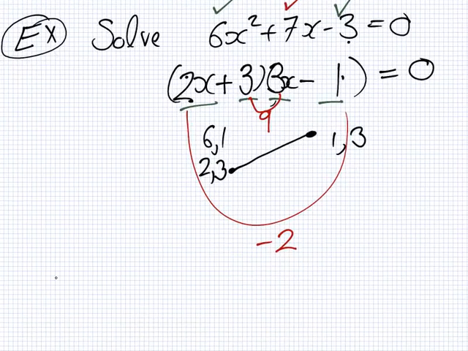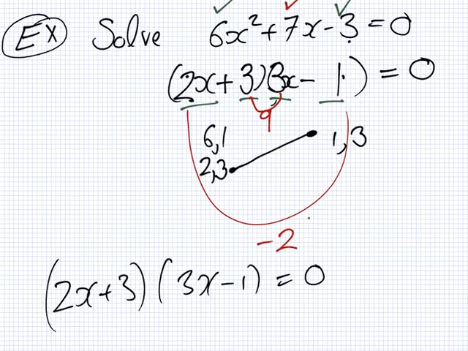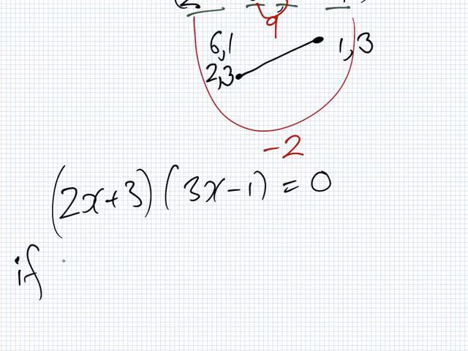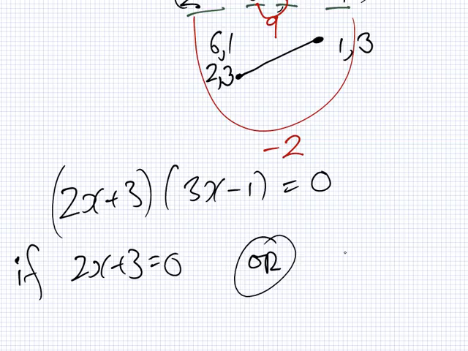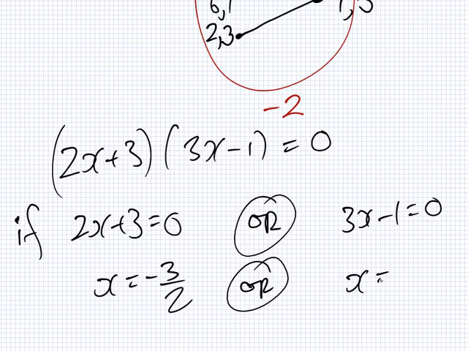I think you probably get this, but if two things multiply to make 0, the only way that can happen is if this one equals 0 or the other one equals 0. That's the only way it can make 0 when they're multiplied. So it means that x could be minus 3 over 2, or x could be 1 over 3. That's one way to do it.